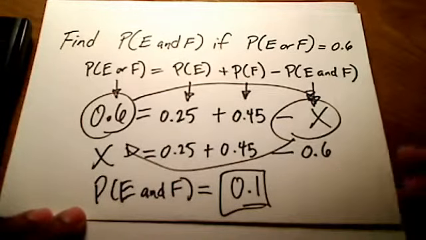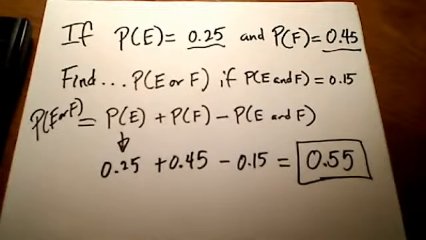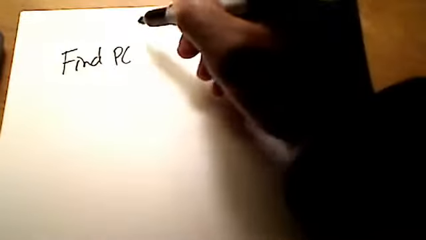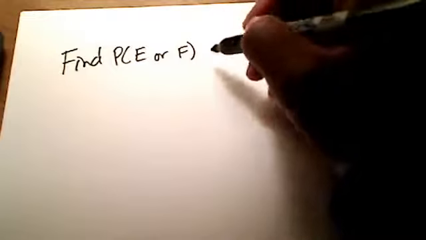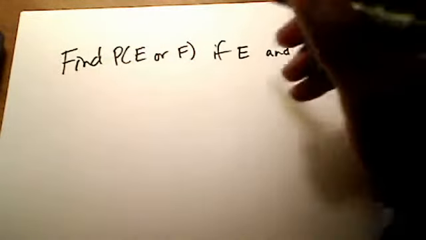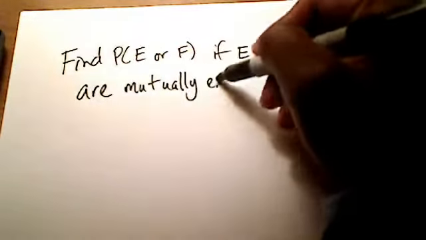So I hope that helps. Maybe I should show just one more of these examples of how things are mutually exclusive or not mutually exclusive. Take a look at this one now. How about using the same numbers? We ask, find the probability of E or F if E and F are mutually exclusive.